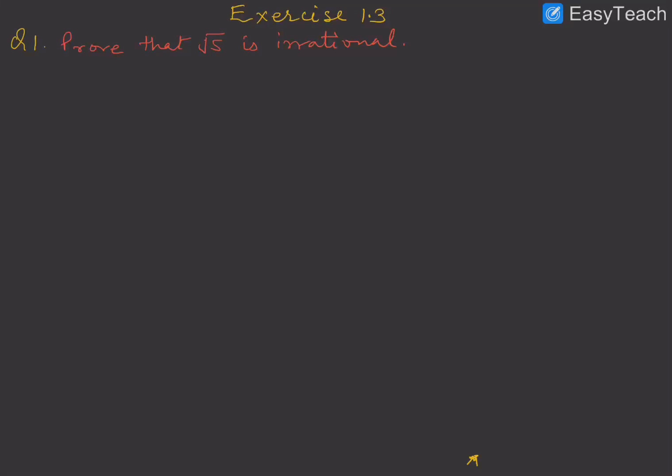Hello students, in this video we will take exercise 1.3 question number 1. Prove that under root 5 is irrational. How to prove it?